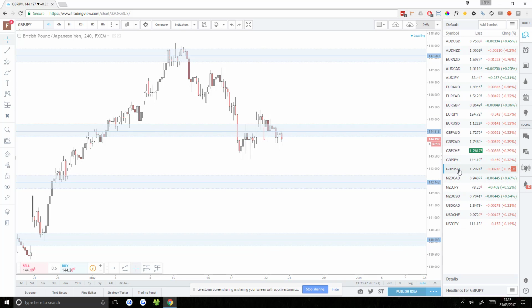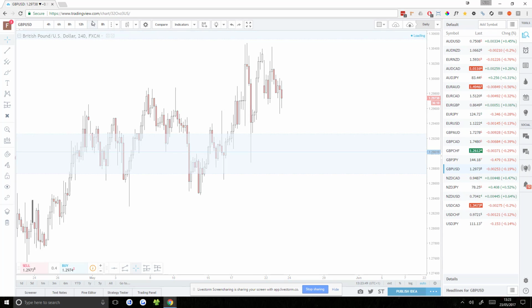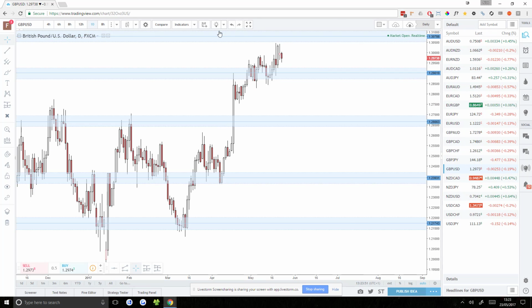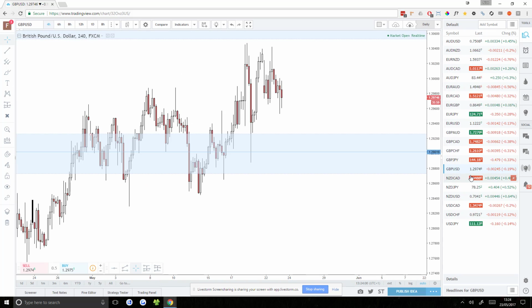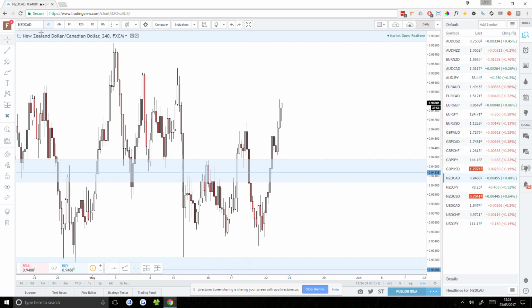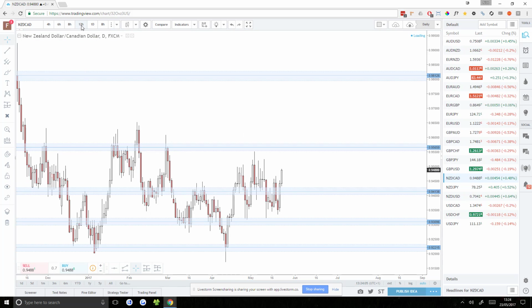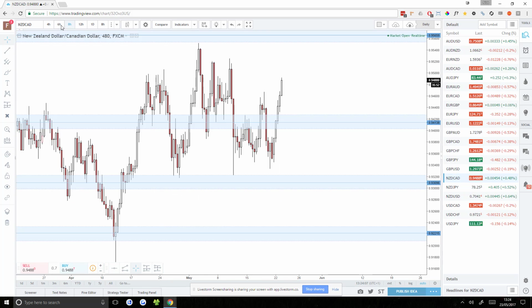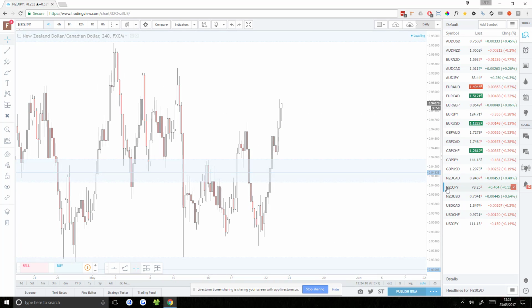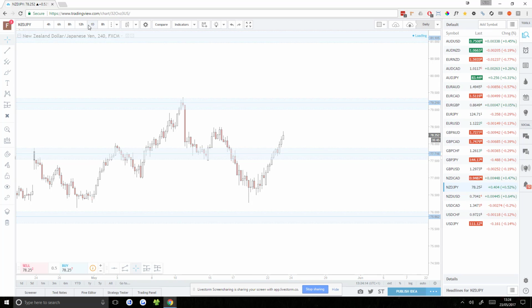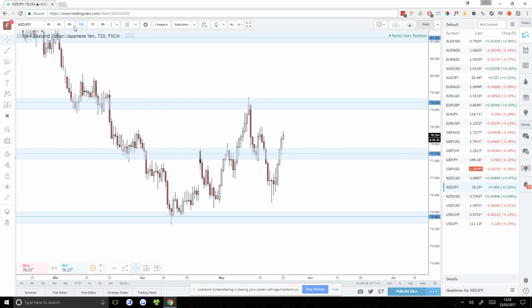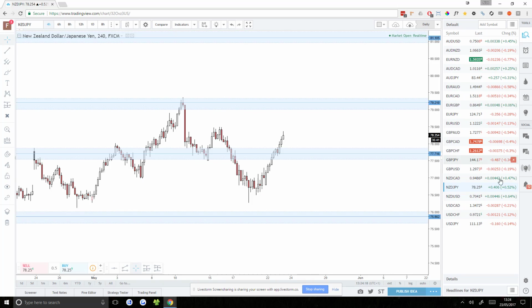GBP USD, let's see what's going on with that. It is, again, just ranging. It broke out of the range last week and now it's just fallen back into a new range. Exciting stuff with GBP USD. All right, New Zealand CAD. Broken above resistance, nothing too exciting there. New Zealand JPY broken above resistance, just kind of trending up a little bit. Again, nothing too exciting here. Boring day.